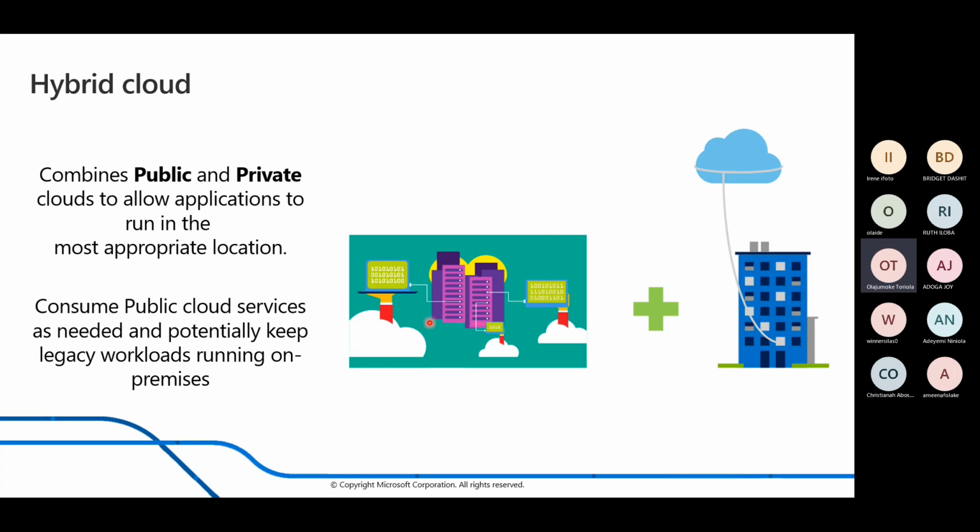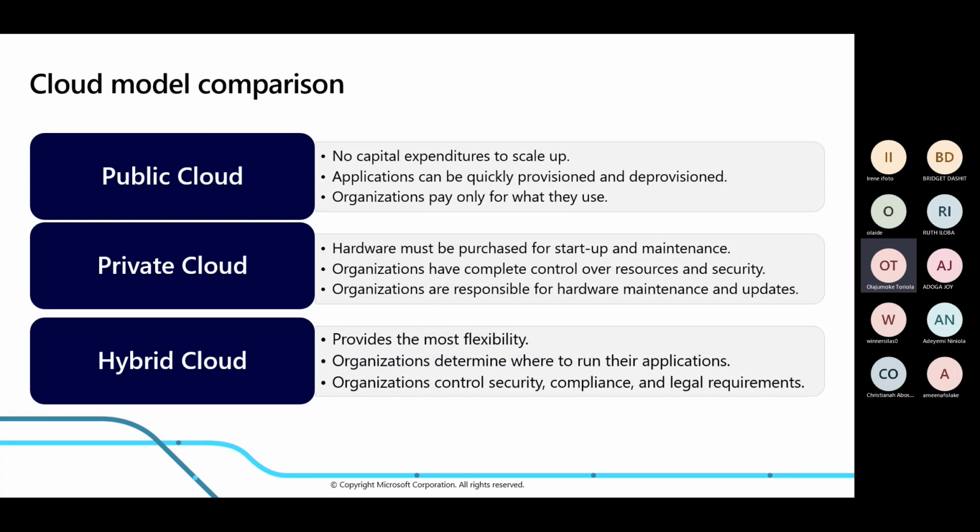If you look at this diagram, this is what your typical data center will be like, where you have your racks and your servers, and this is the cloud. A combination of this, your typical private cloud, and public cloud is what is referred to as hybrid cloud. Now let's talk about the cloud model comparison.